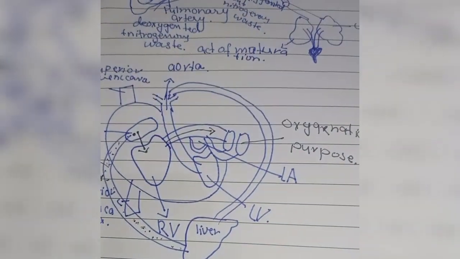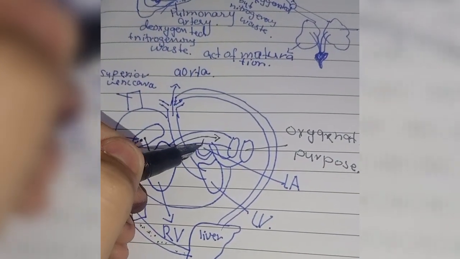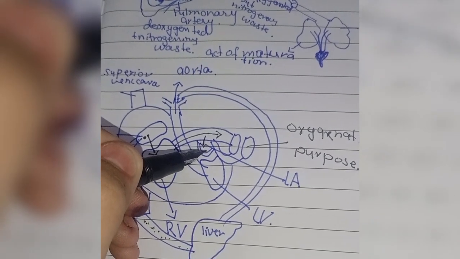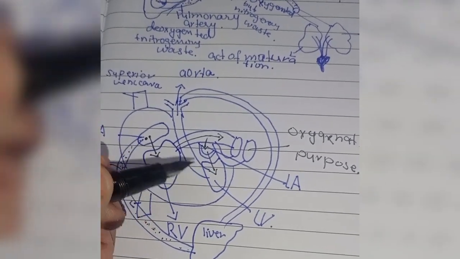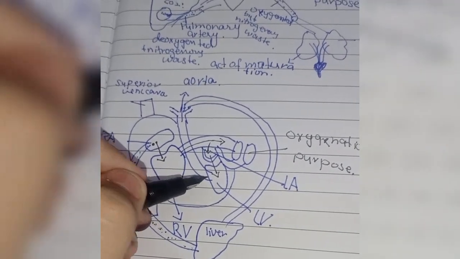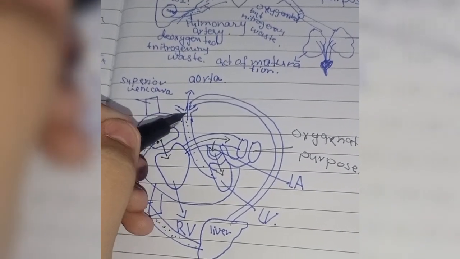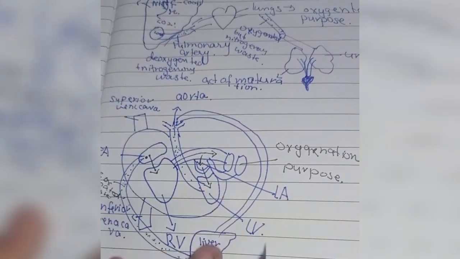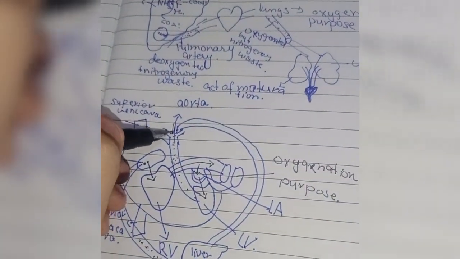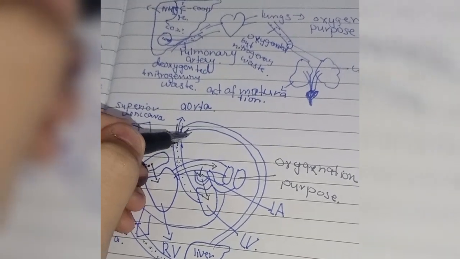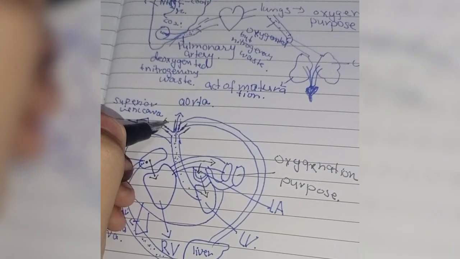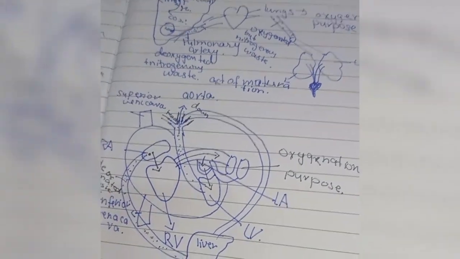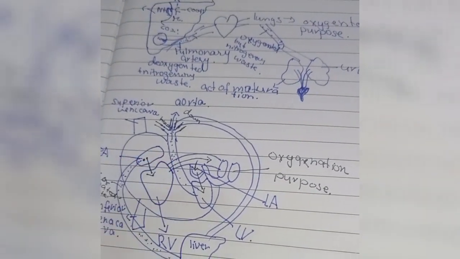Okay, then again from the lungs it was coming to the left atrium. Then the left atrium pushed the blood into the left ventricle. After that, from the left ventricle the blood was moving to the aorta. The aorta is the biggest one, from which our whole body gets the blood. So we have these three branches of the aorta. One will move to the head, and the other two will supply blood to the downward body.